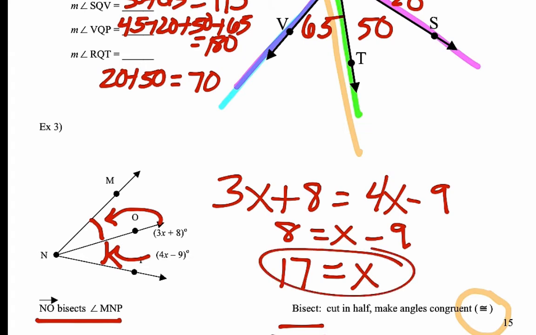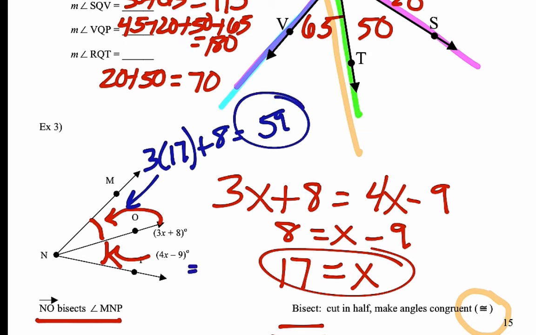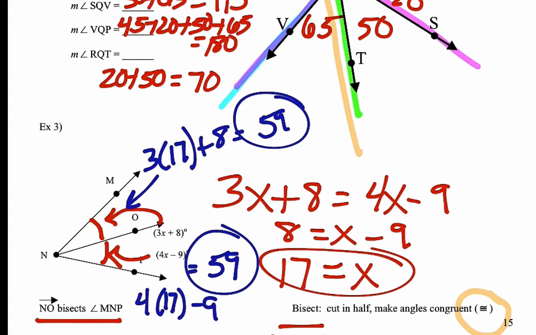So if I was simply asking what x is, I'd be done, or I could always go back and plug that number in and say, well, this angle right here is 3 times 17, which is 51, plus 8, which is a 59 degree angle. And since these are congruent, this should also equal 59. So to double check, I could take 4 times 17 minus 9, and I do see that that's going to equal 59 degrees, so they're congruent. And they should be because I was told at the beginning that it bisects.